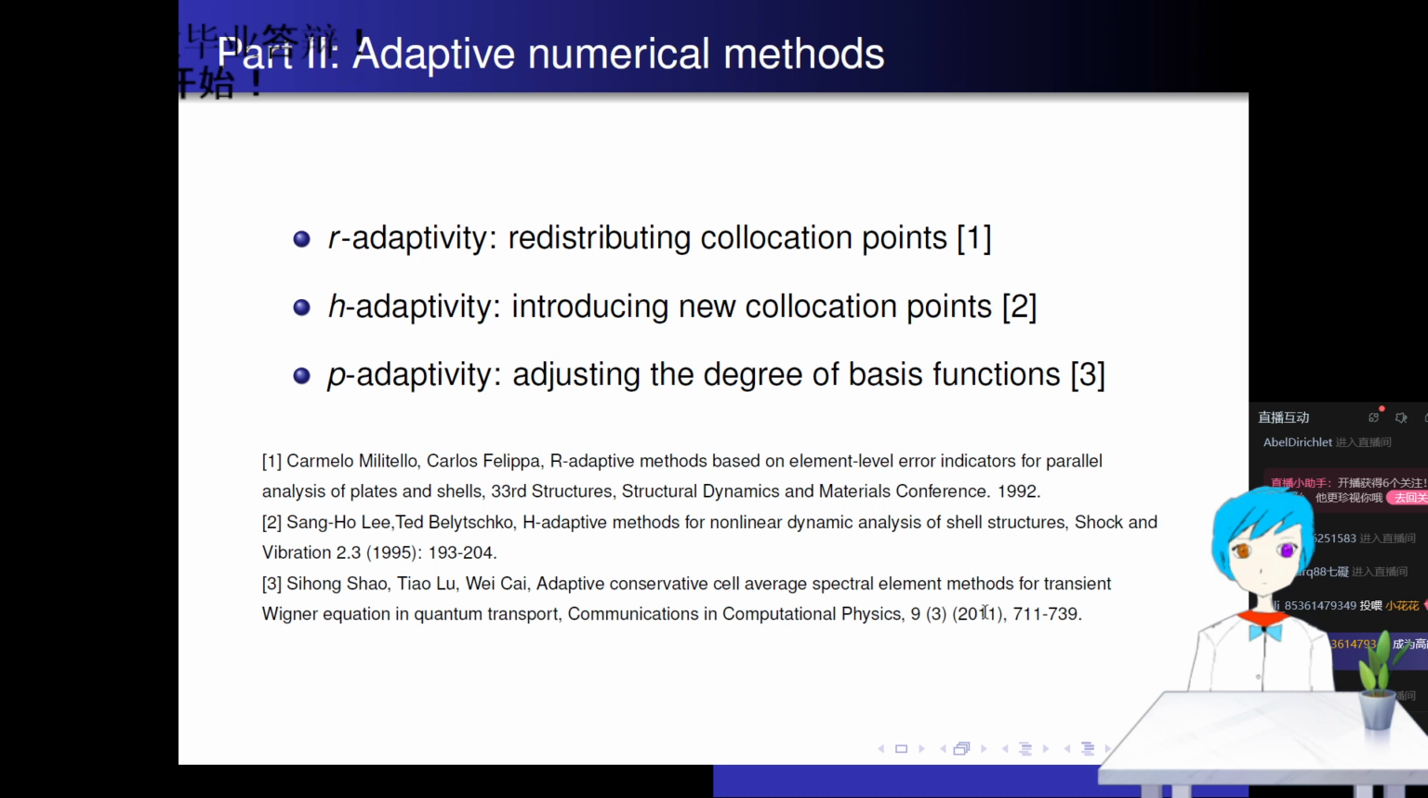For adaptive numerical methods, generally speaking, there are three adaptivities. R adaptivity, which is to redistribute collocation points. H adaptivity, which is to introduce new collocation points. And P adaptivity, which is to adjust the degree of basis functions for finite element methods. We will show later that the three adaptive techniques we develop for our spectral method can match the three adaptivities for other adaptive numerical methods.